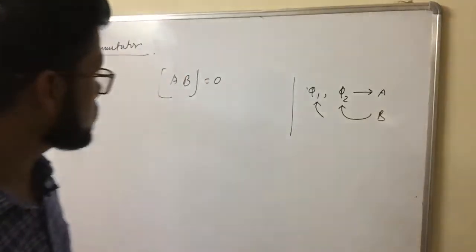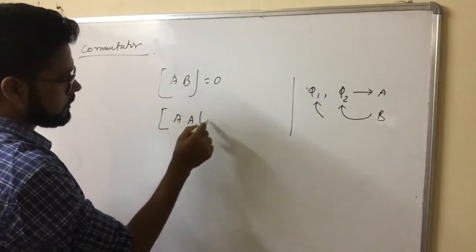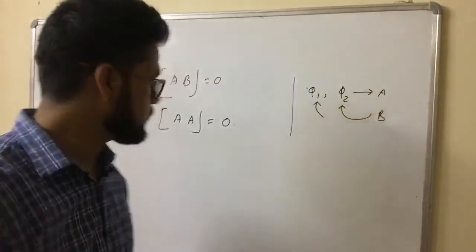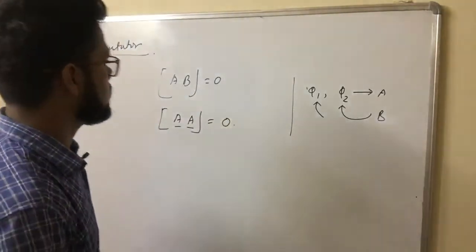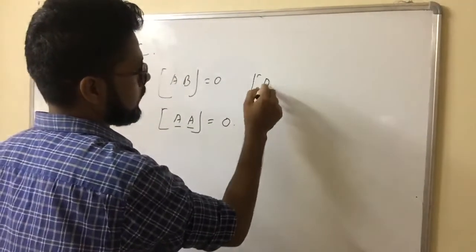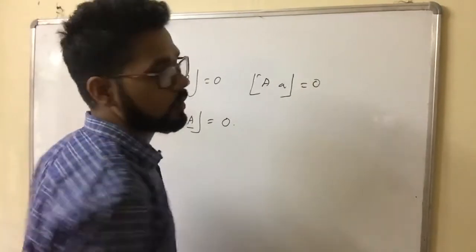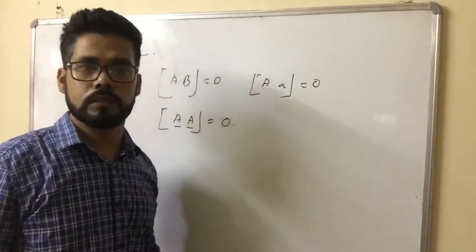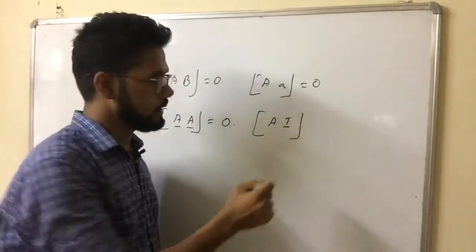Another third consequence is the commutator of A with itself is always 0. If any operator or matrix A with its own operator, it is always 0, remember. And this is a property of the commutator. Third one, A with any constant. Suppose C is a constant. The commutator of any operator with any constant is always 0. Another example I am giving is I, a unitary operator, is a constant, so it is always 0.